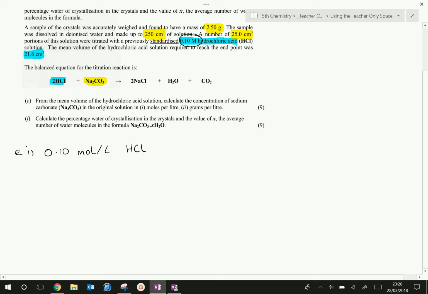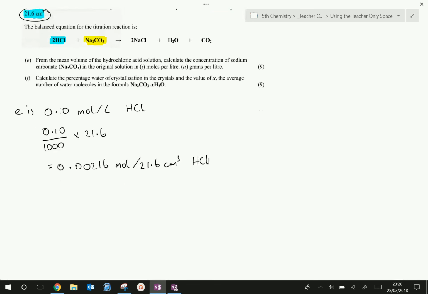But I know that I didn't use a litre of the HCl solution. I only used 21.6 mils. So to find how many moles are in 21.6 mils, I'm going to divide by 1000 and multiply by 21.6. And that's 0.00216 moles in 21.6 mils of my HCl. So I had 0.00216 moles of HCl. I need to find how many moles of sodium carbonate it took to neutralise that amount.